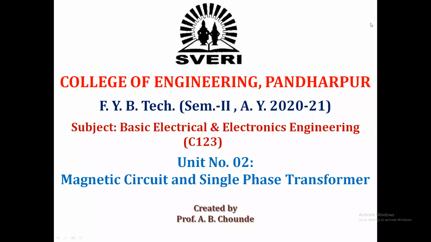As we know, there are two types of induced EMF. One is dynamically induced EMF and the other is statically induced EMF. A generator is an example of dynamically induced EMF, where the conductor is rotating or dynamic. In statically induced EMF, the transformer is an example. And in statically induced EMF, there are two types: one is self-induced EMF and another is mutual induced EMF.